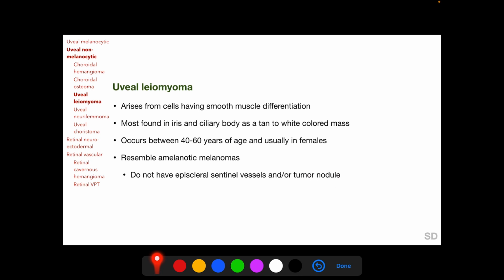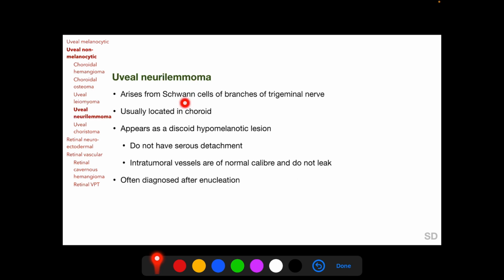Uveal neurilemmomas arise from Schwann cells of branches of the trigeminal nerve, and they are usually found in the choroid, in which lie the long and the short posterior ciliary branches of the trigeminal nerve. Uveal neurilemmomas appear as discoid hypomelanotic lesions, but they do not have serous retinal detachment, unlike choroidal melanomas, and unlike choroidal melanomas, they do not leak on angiography. However, they are mostly diagnosed after enucleation for a suspected choroidal melanoma.